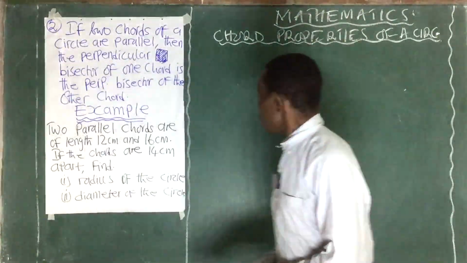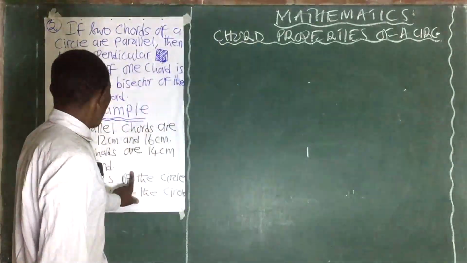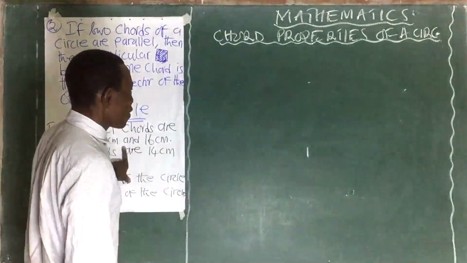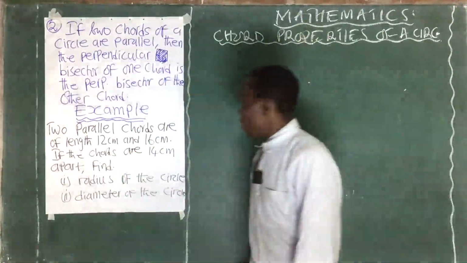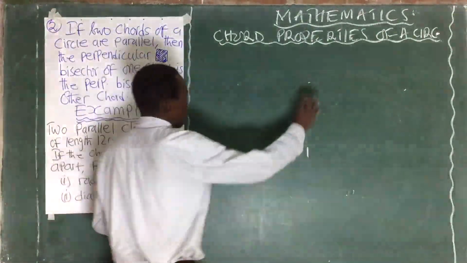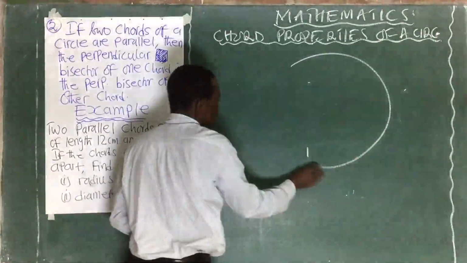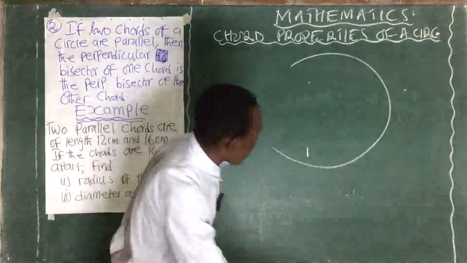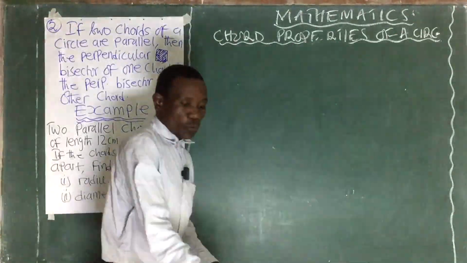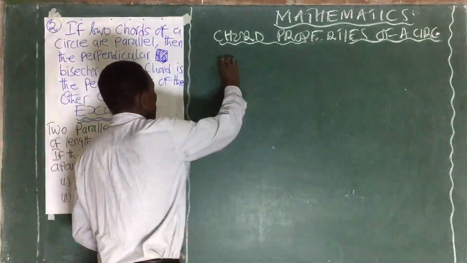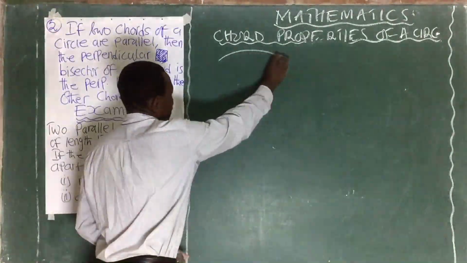So like here in this case, what I'll do, I'll draw the diagram representing the information of the question, like this. We talk of the chords, it means definitely the first thing I'll do, I will need to come up with a circle, because you cannot have the chords without a circle. So let me draw it something like this.